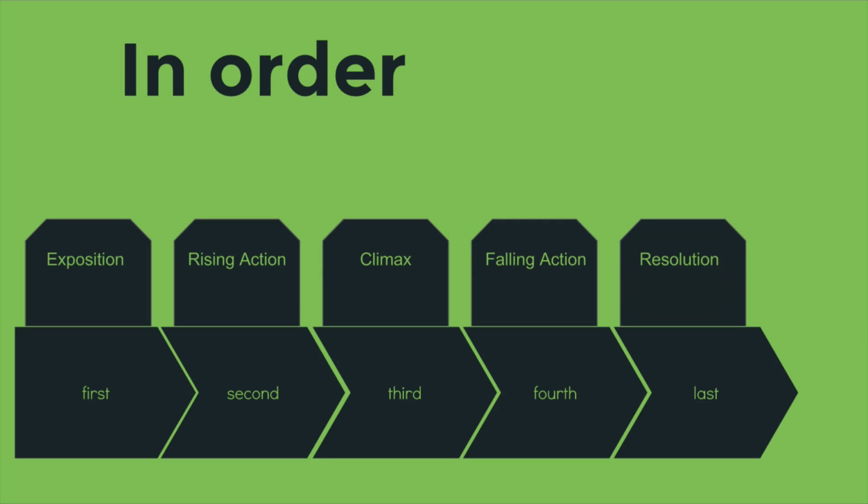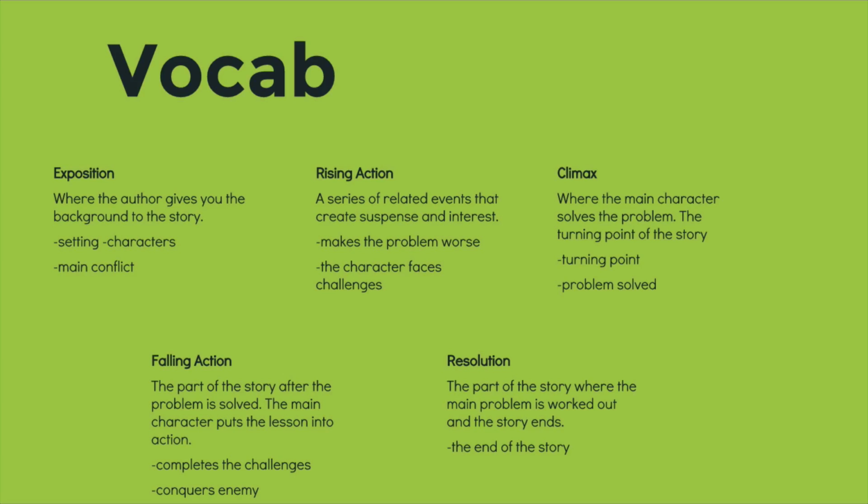Okay, here's your vocab. Each vocab has a sentence or two, just sort of laying out what this word means. For example, exposition is where the author gives you the background of the story. Rising action is a series of related events that create suspense and interest. I also want you to pay attention to these bullets down underneath those definitions. For example, on climax, it says it's where the main character solves the problem. It's the turning point of the story. And so the bullet points down there are just turning point and problem solved. Looking over those bullet points, making some vocab cards with your vocab word and these bullet points on the back would really help you learn these vocab words.